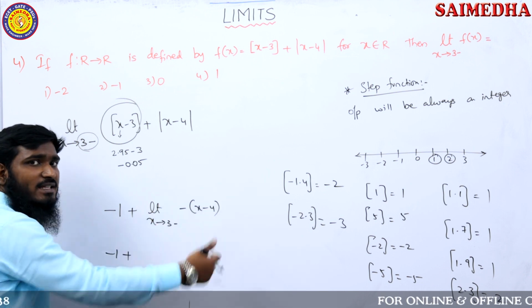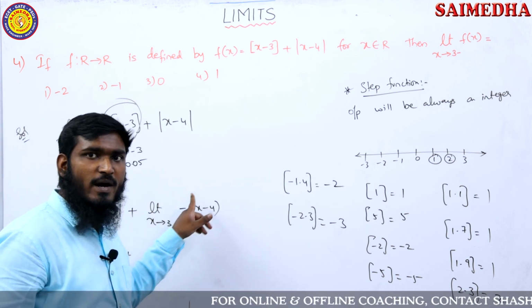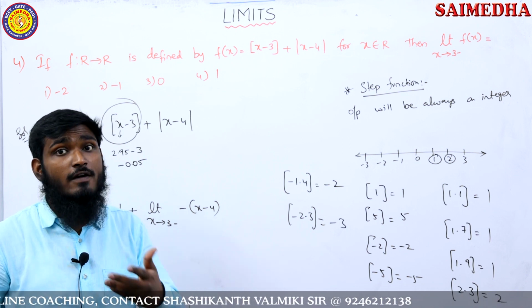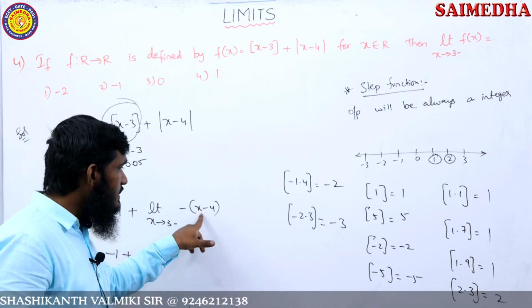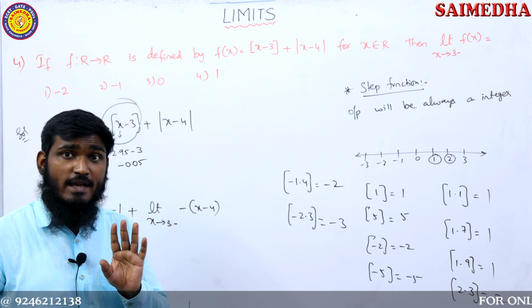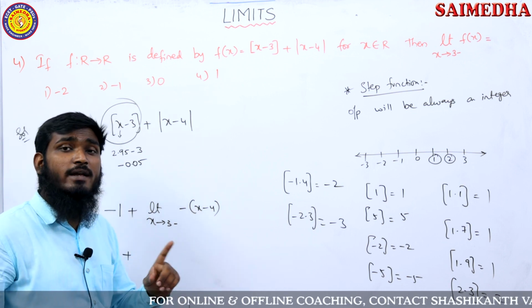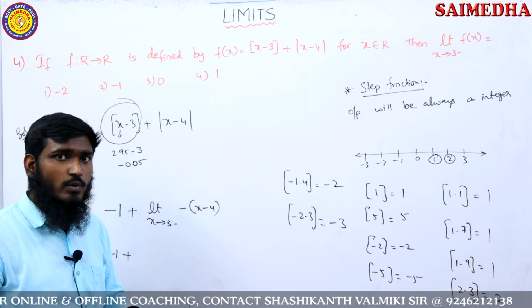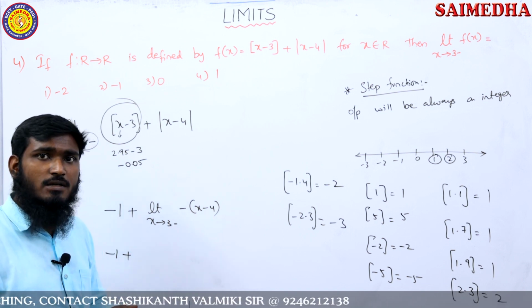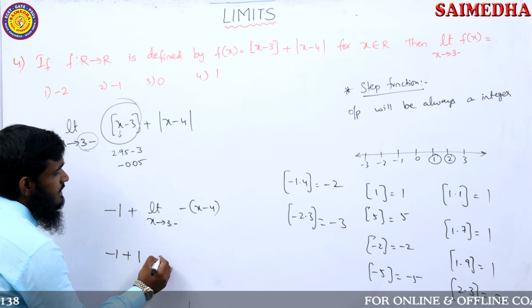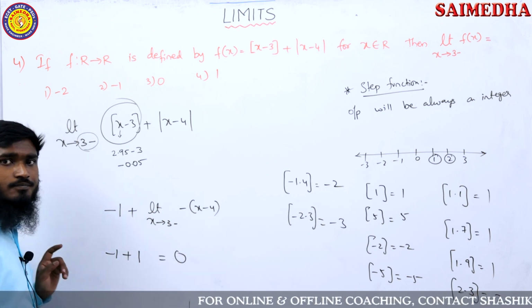Now after applying the condition for the 3 minus part, we have to substitute the x value. What do we have to substitute now? x is equal to 3 itself. So 3 minus 4 is equal to minus 1. Minus 1 into minus, what will be there? Plus 1. So minus 1 plus 1 is equal to 0.